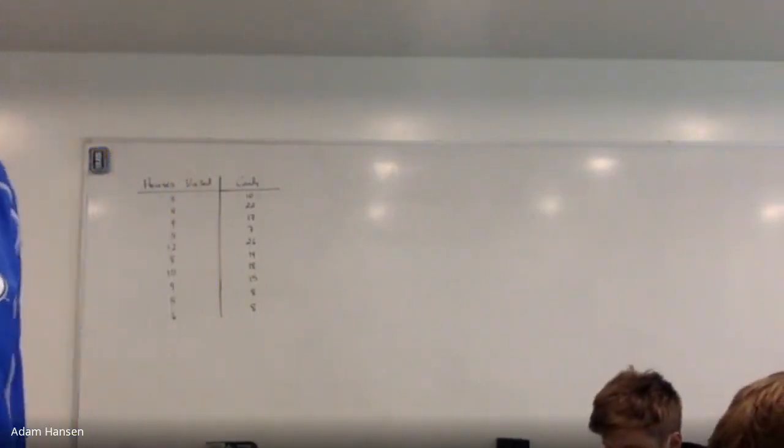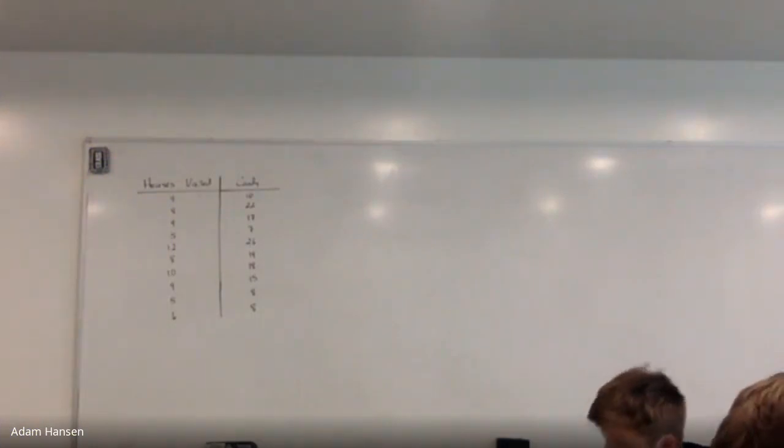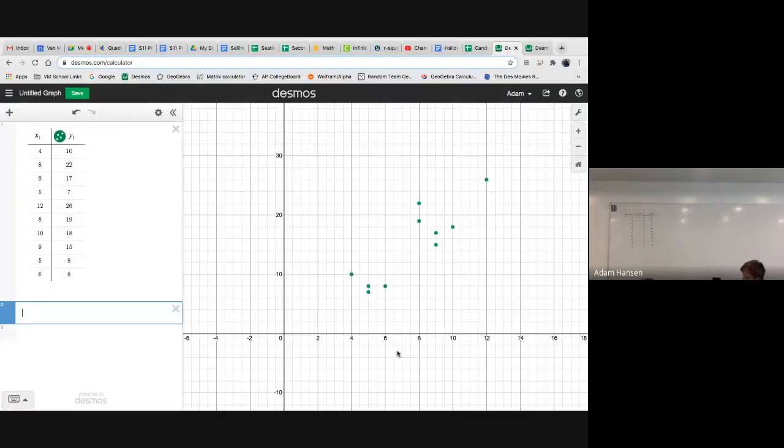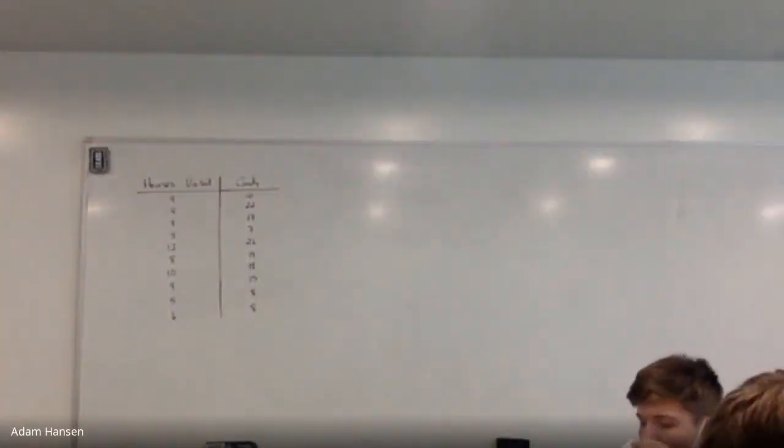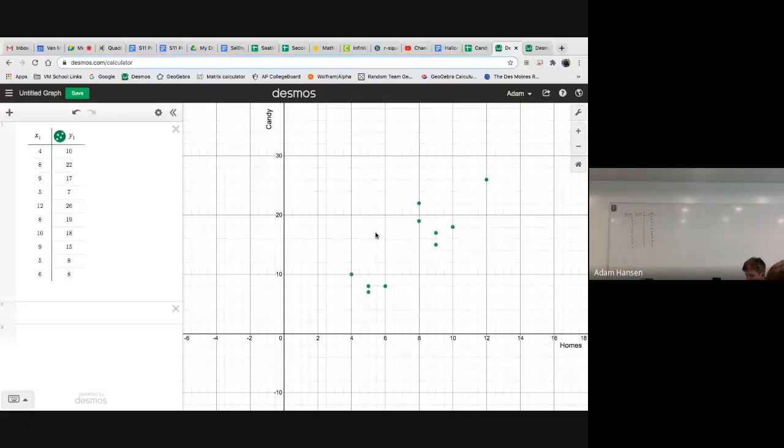Describe the relationship that you're seeing in the scatter plot. Describe the association. What are you noticing? Positive. So as the number of homes increases, we should see a similar increase in the amount of candy you're going to get, right? The x-axis, our explanatory variable, measures the homes visited. The response variable should be the candy. More homes means more candy. That's pretty obvious. What else? It's a positive direction. How else could you describe the relationship?